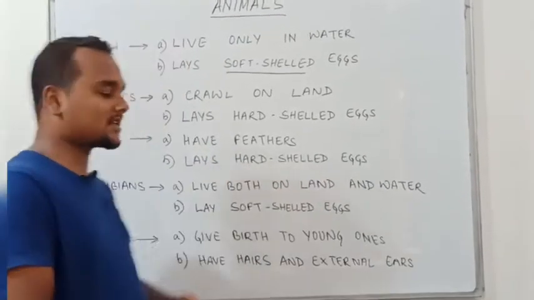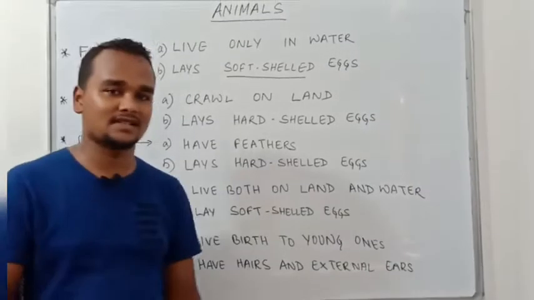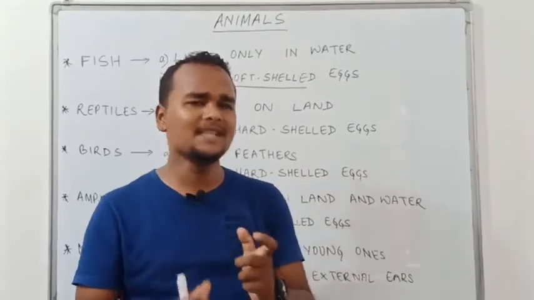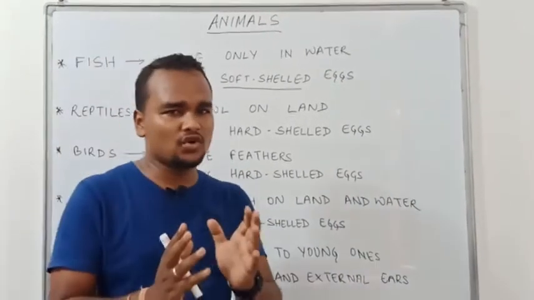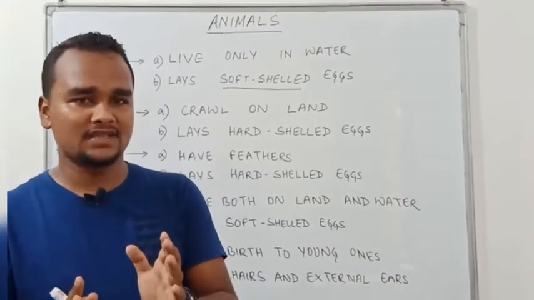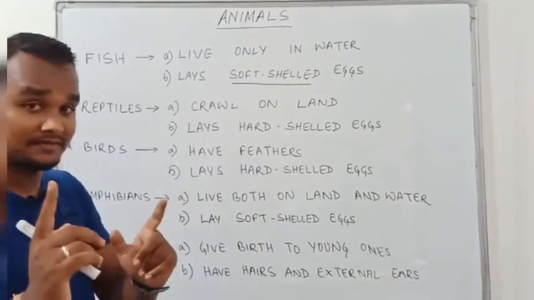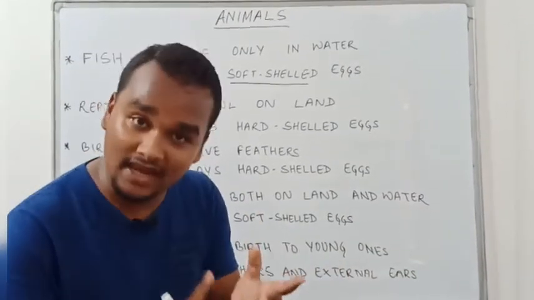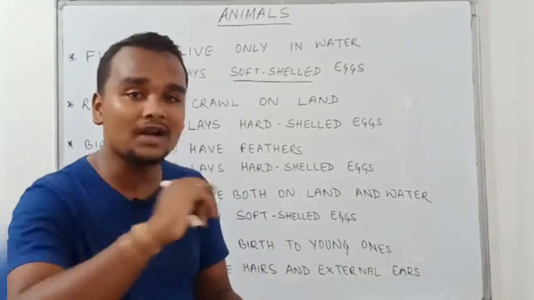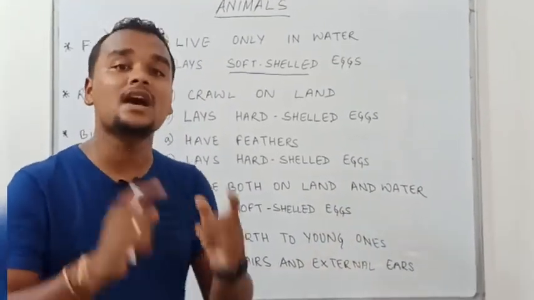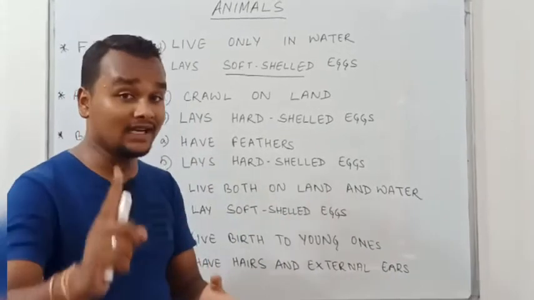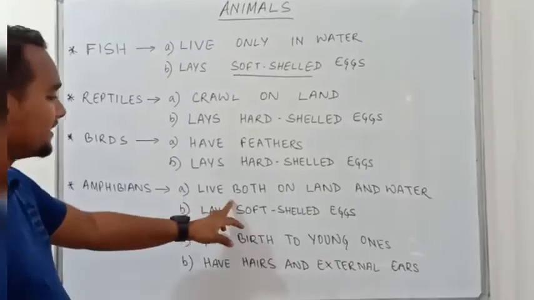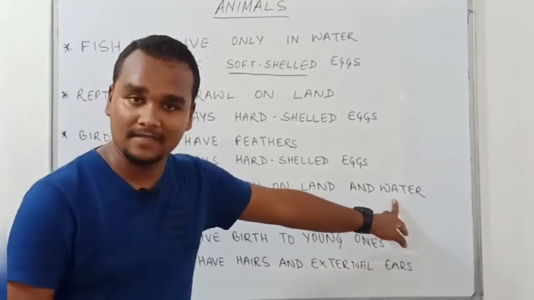Yes? Now let us come to the next one, that is the amphibians. Now these amphibians are of dual nature. What is the meaning of this dual nature? They show two different ways of living. The amphibians are blessed with a very special feature that they can live on land and they can live in water even. An example of an amphibian is a frog. A frog can live on land and it can live in water even. Clear? So amphibians live both on land and water.